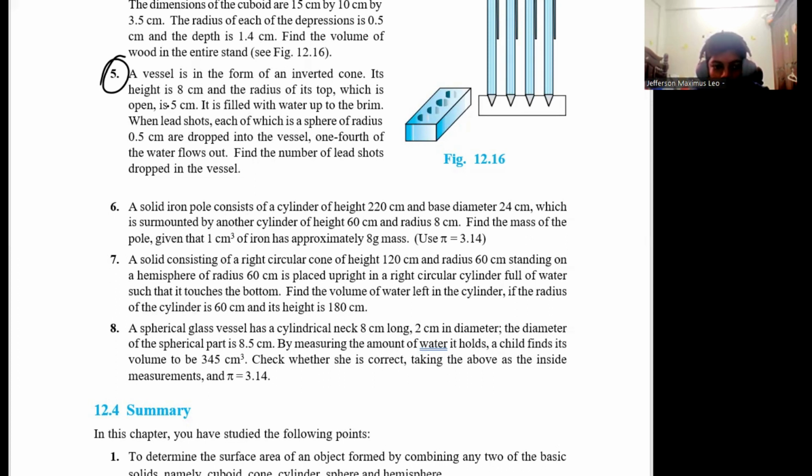So how do you think we should approach this? Initially, a conical vessel is given and the water level is up to the brim. And one lead shot is a spherical ball. Lead shots is plural, more than one, but the count is not given. That is what the question asks: find the number of lead shots dropped in the vessel. When the lead shots, each a sphere of radius 0.5 centimeter, are dropped into the vessel, 1/4 of the water flows out. How can we approach this question? Quickly say.